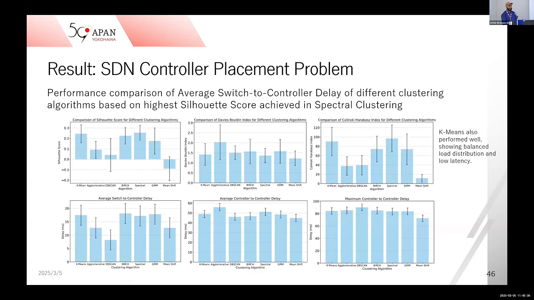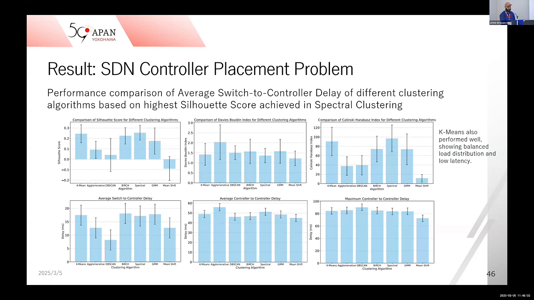Also, we have made some comparisons based on some metrics, which are based on the average switch-to-controller delay in different clusters, and on the algorithm based on the silhouette score achieved in spectral clustering. We can see in most of the graphs that k-means clustering was performing well on the silhouette score.